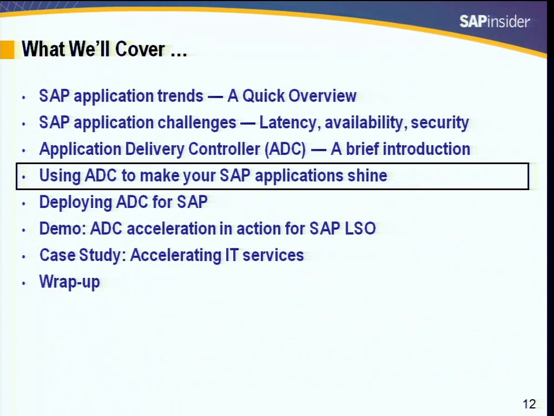So now to the meat of this session, right? How do you use some of these ADCs now that you have a view of what ADCs are, and how do you use that to accelerate SAP applications, right? There are two main ways. When we talked about the session information, availability, performance, latency, and security, they can be delivered two ways.